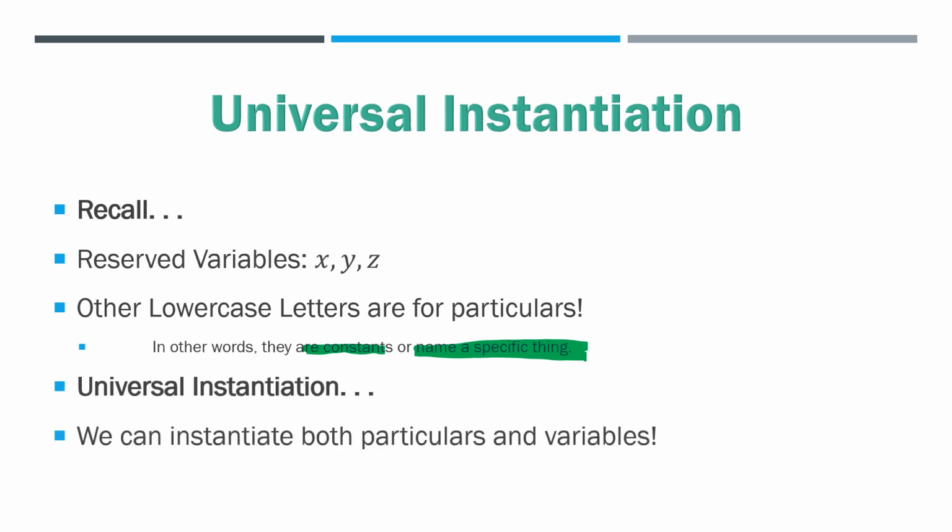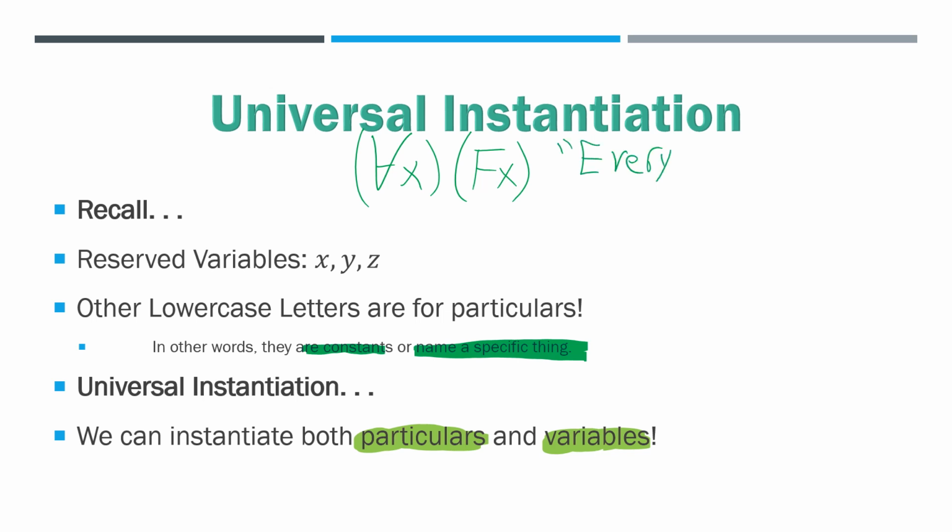Now, with universal instantiation, it turns out we can instantiate both particulars and variables. Let's consider the general form for all x, x is an F. And let's pretend that this stands for everything is material.